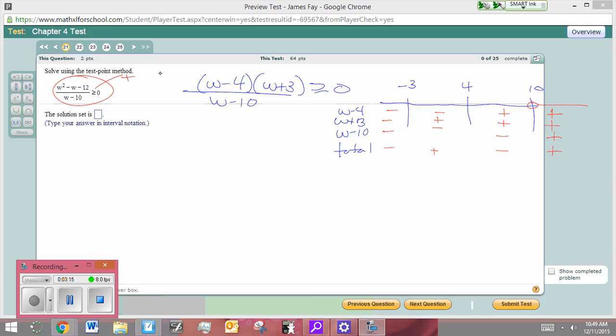Again, at the beginning we said we're looking for positive values, so that's there and there. And we can be greater than or equal to, so equal to at negative 3, equal to at 4, but can't be equal at 10 because that's the denominator. So graphically those are the answers. I'm going to write that as negative 3 to 4, union 10 to infinity.